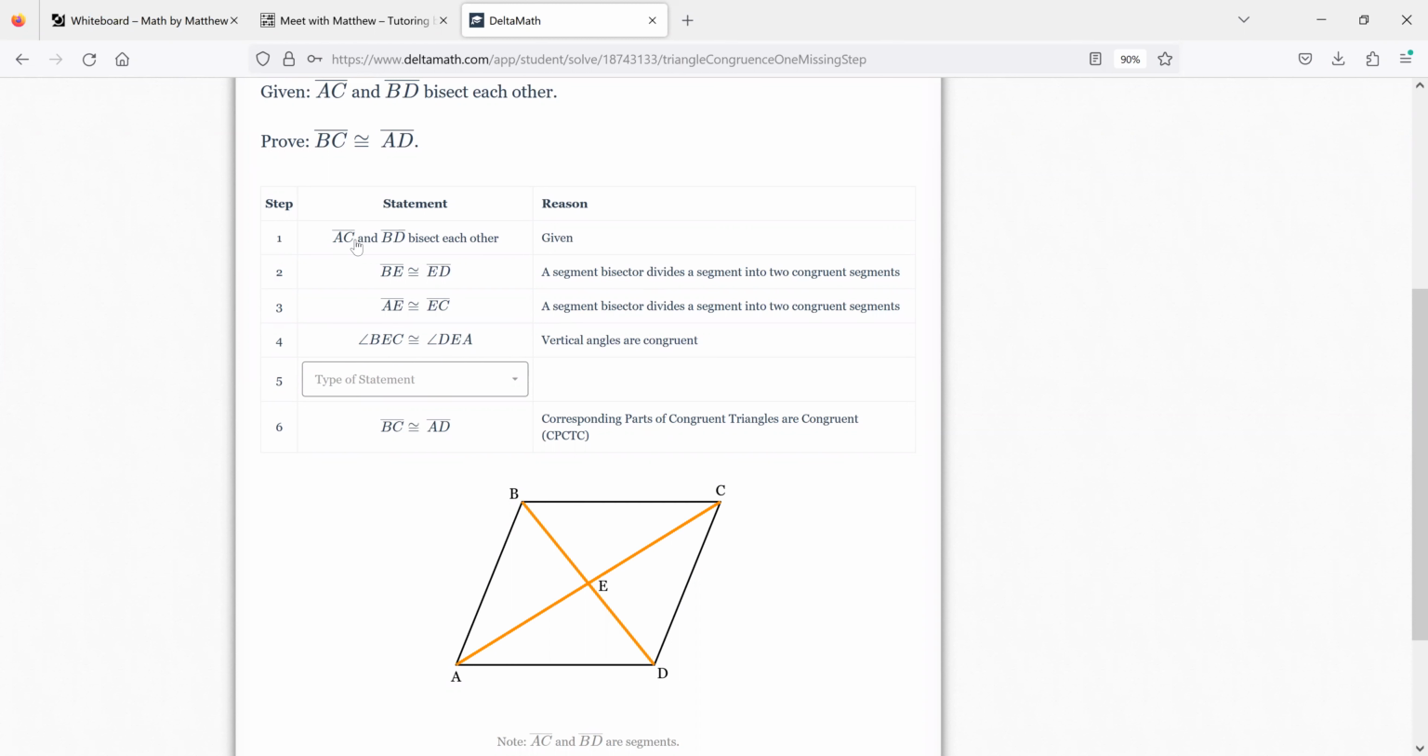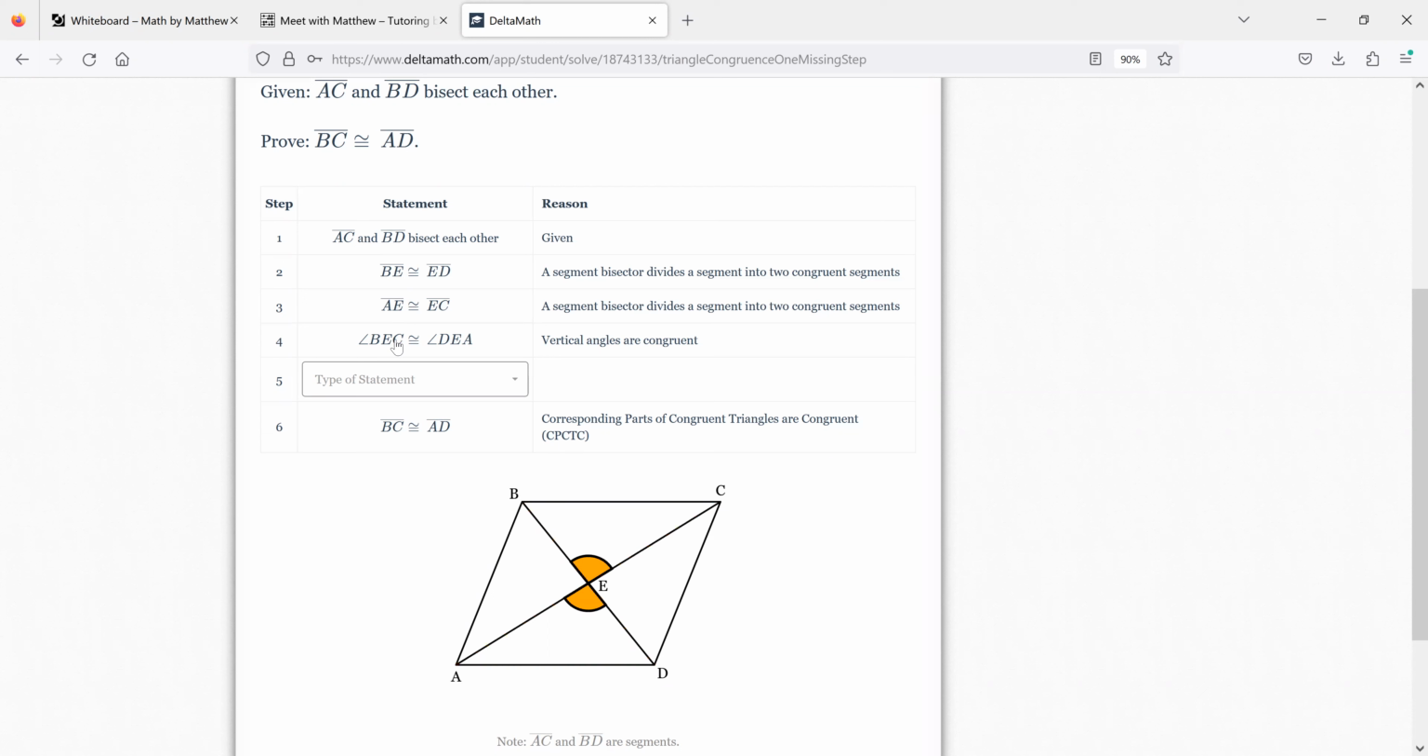All right. So this one says that AC and BD bisect each other. Okay. So that means that BE is the same as ED, and AE is the same as EC. Is that okay? Okay. So that's what it means. BE is congruent to ED, and AE is congruent to EC.